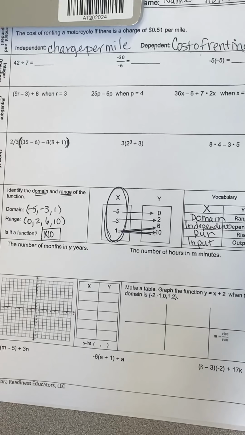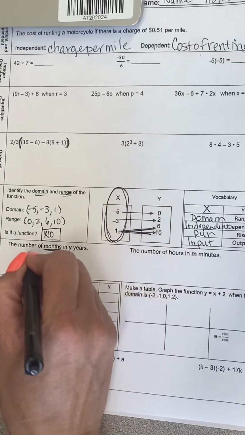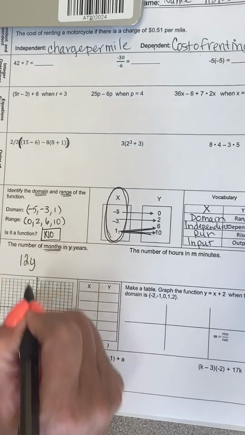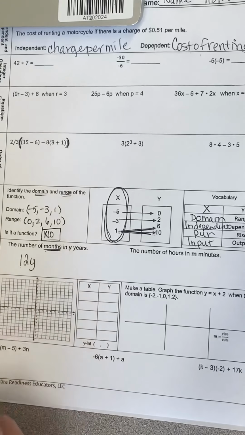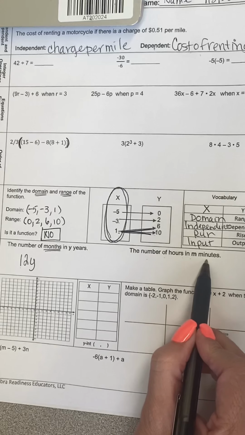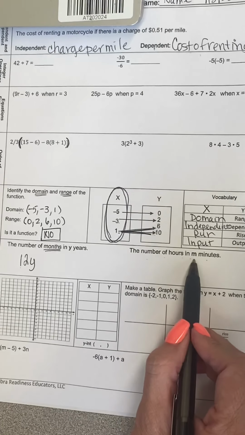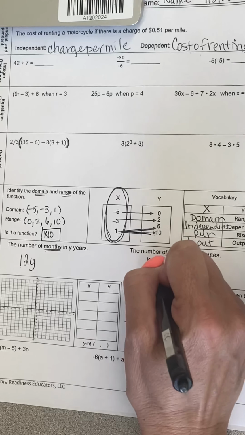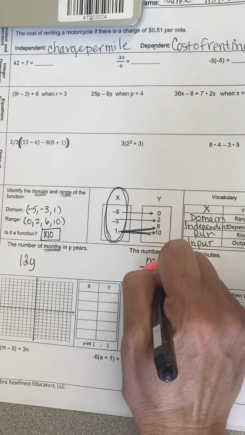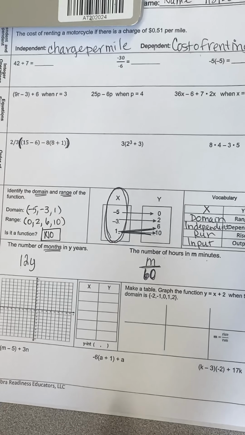The number of months in y years. Well, the number of months in y years, I know that there's 12 months per year. So the number of months in y years. The number of hours in m minutes. Well, I know I have minutes, and there are 60 minutes in an hour. So m divided by 60.